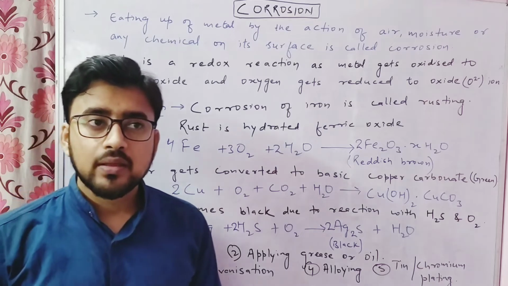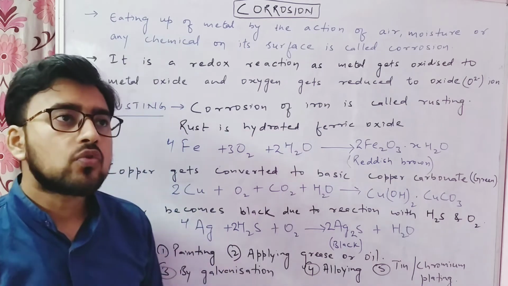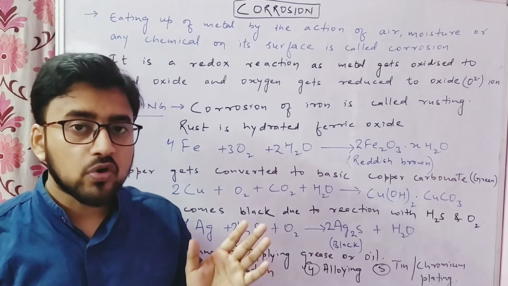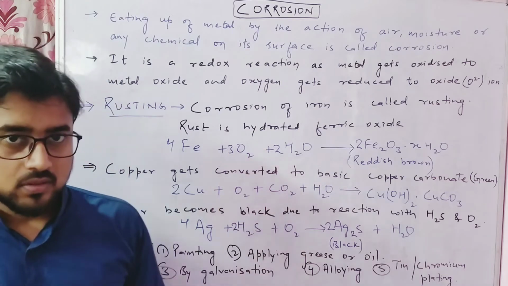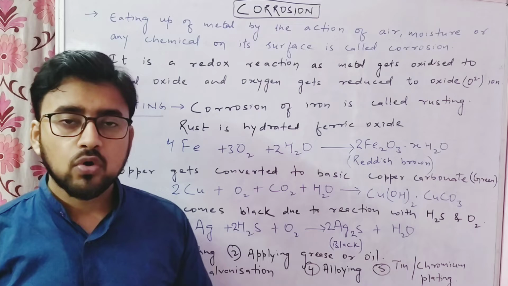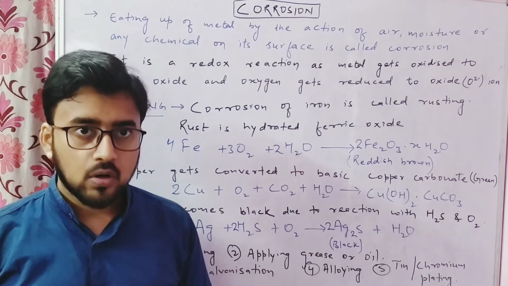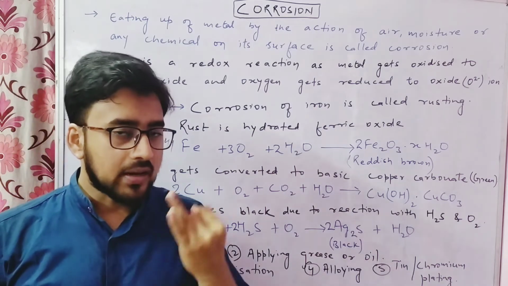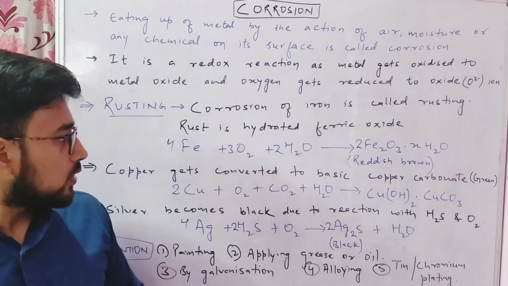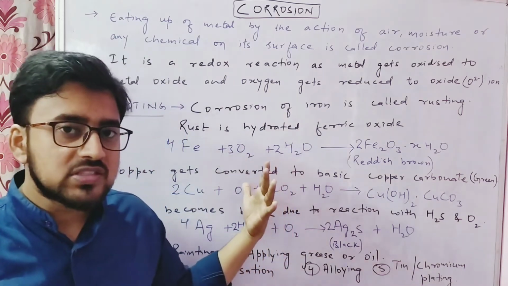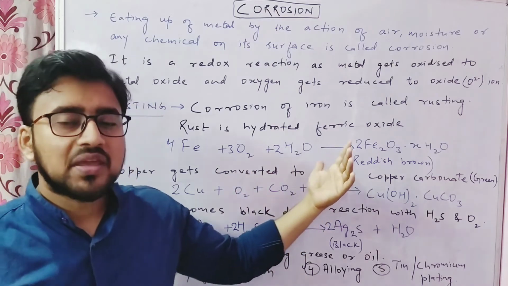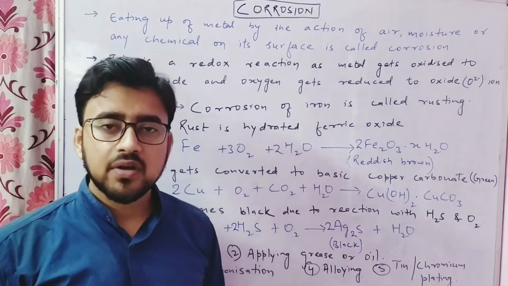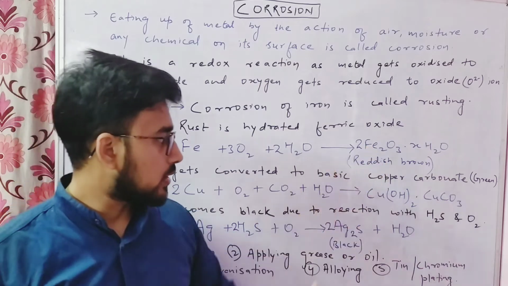So let's talk about corrosion occurring in different metals. When the corrosion process occurs in iron, it is called rusting. So what is rusting? The corrosion of iron is known as rusting. The two major factors responsible for the rusting of iron are, first, the presence of oxygen, and second, the presence of moisture. Iron, when exposed to oxygen or air and moisture, gets converted into hydrated iron oxide or hydrated ferric oxide, which is reddish brown in color.